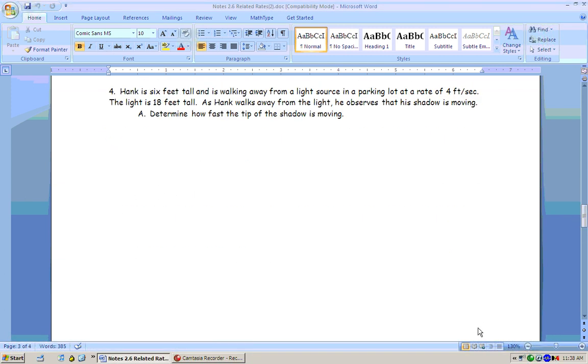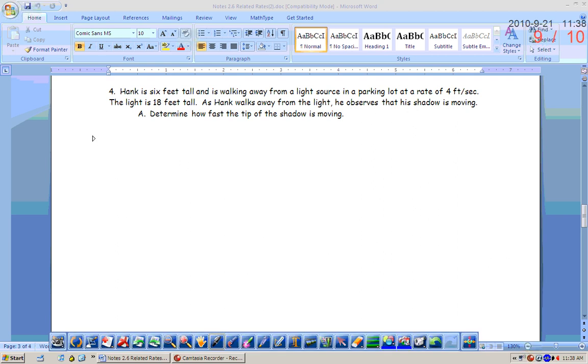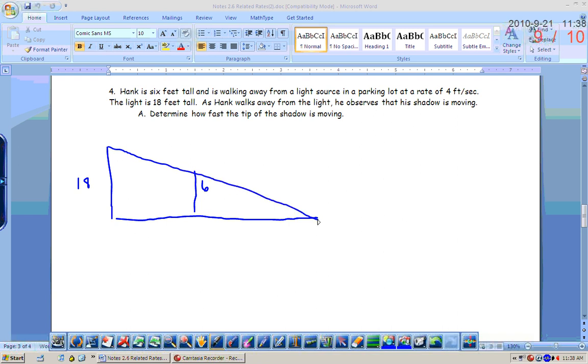Okay, the last type of problem is a shadow problem. Hank is 6 feet tall, and he's walking away from a light source in a parking lot at a rate of 4 feet per second. And the light is 18 feet tall. So what we're going to have here is a triangle. 2 triangles, actually.